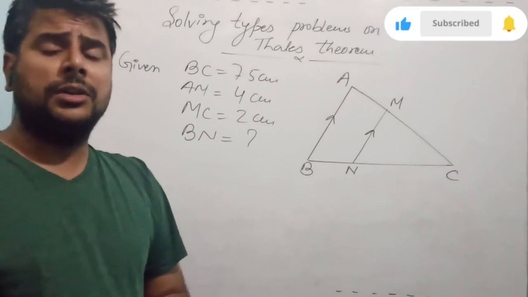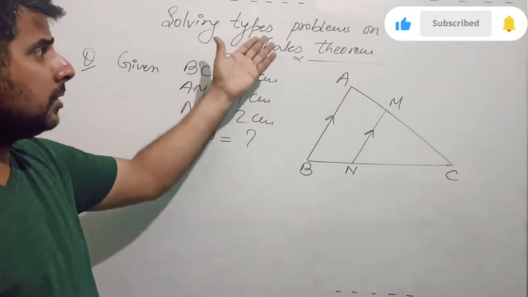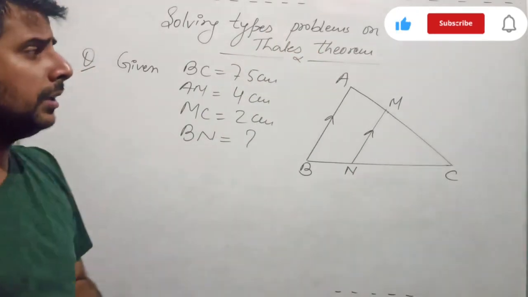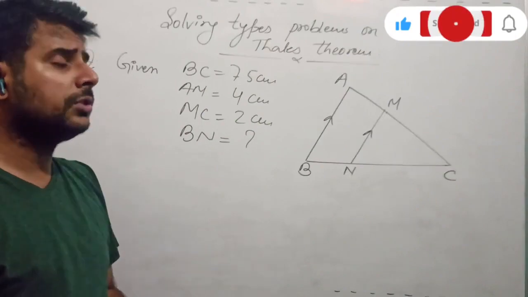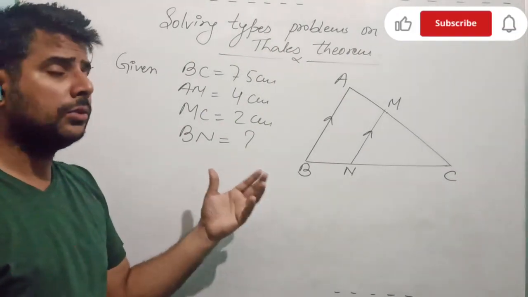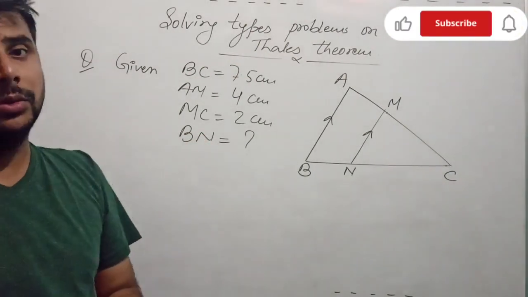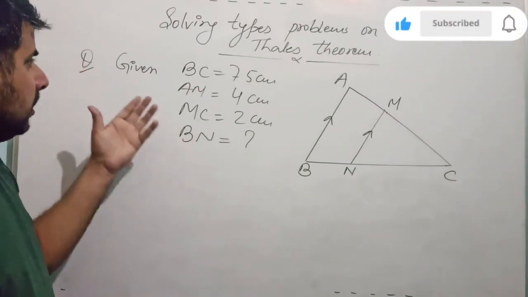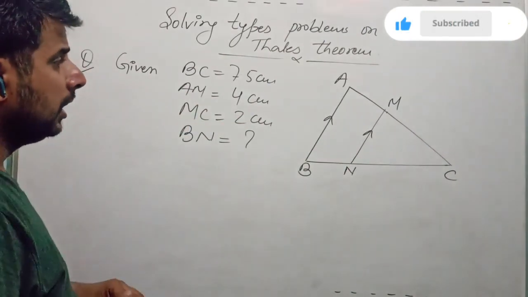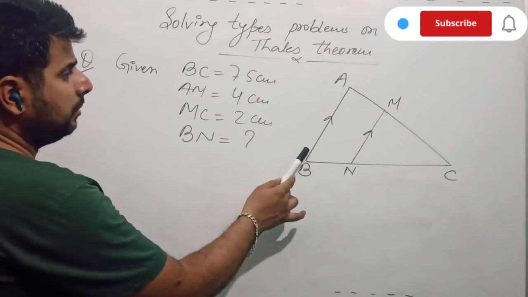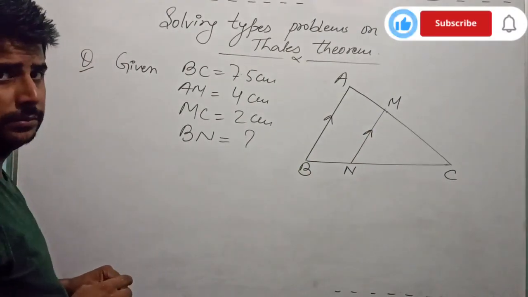Okay, so now let us start with the question. The topic we are going through is solving types of problems on the Thales theorem, right? So we have considered a question over here, and I have chosen this question to show you how we are going to use this Thales theorem in solving for any unknown, right? So let's see, this is the question given, in which you have a triangle ABC. Okay, and in this triangle ABC, the line segment MN is parallel to AB, right?